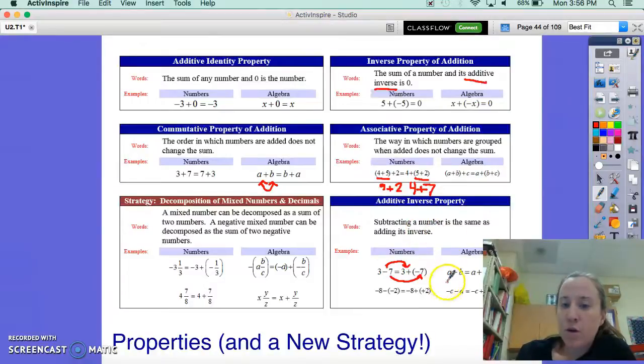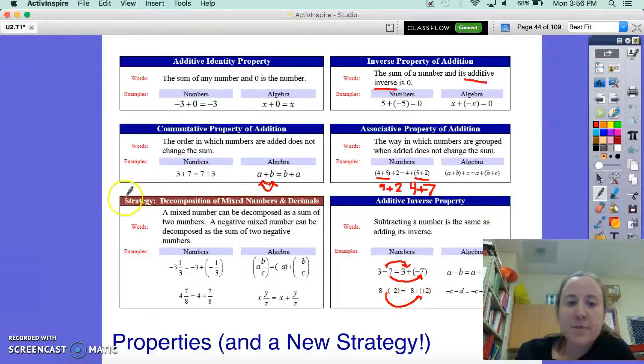Again, it works for something like a -8 minus a -2. Minus a negative is, we're not really used to seeing that. So I can, again, change the subtraction sign to addition and change the sign of the second number to a +2.